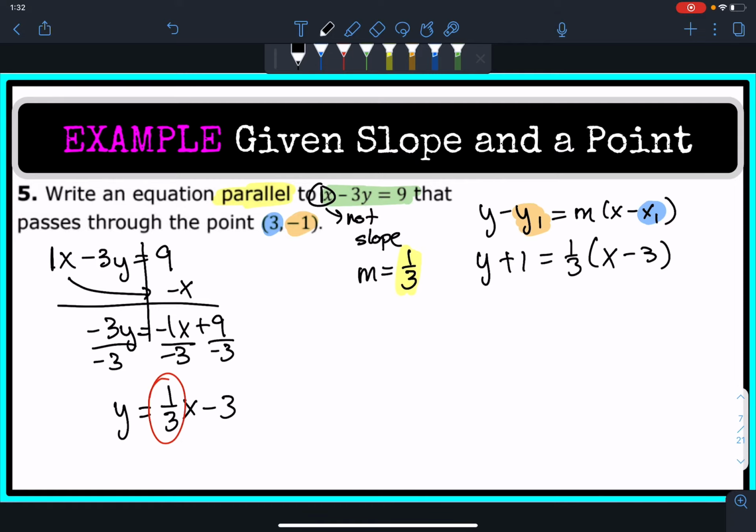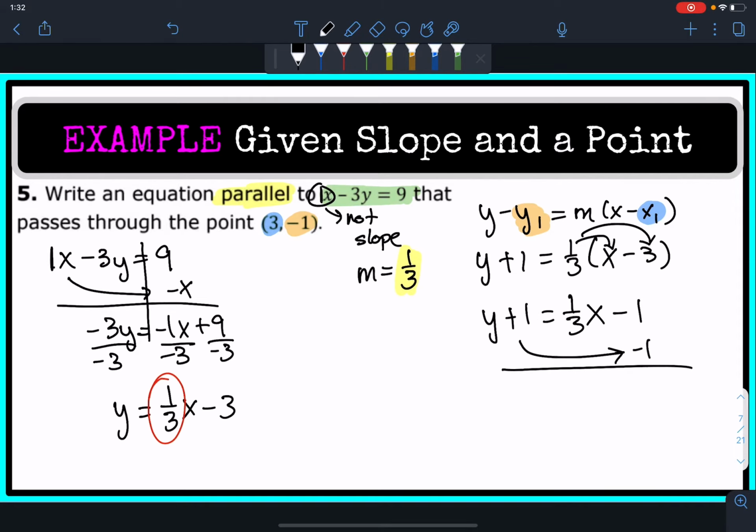I get y plus 1 is equal to 1/3 times x minus 3. And again, this becomes a plus 1 since I'm subtracting a negative 1. Subtracting a negative 1 is the equivalent of adding 1. So y plus 1, distributing, is going to be 1/3 x minus 1, and moving the 1 to the other side isolates the y and is going to give us 1/3 times x minus 2.